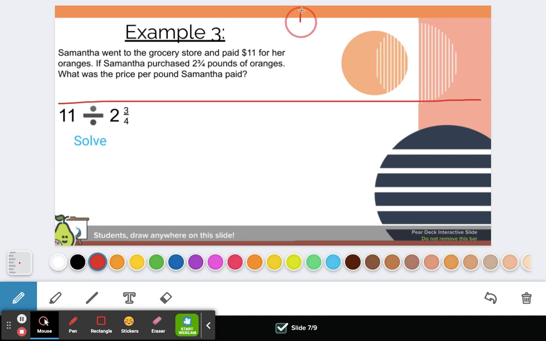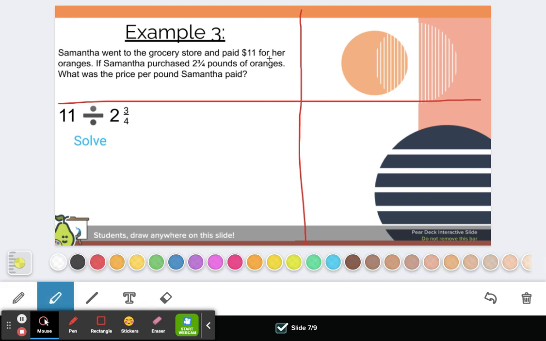Okay, so we're going to be working with example 3. It says Samantha went to the grocery store and paid $11 for her oranges. So she paid $11 for her oranges. If Samantha purchased 2 3/4 pounds of oranges, what is the price per pound Samantha paid?